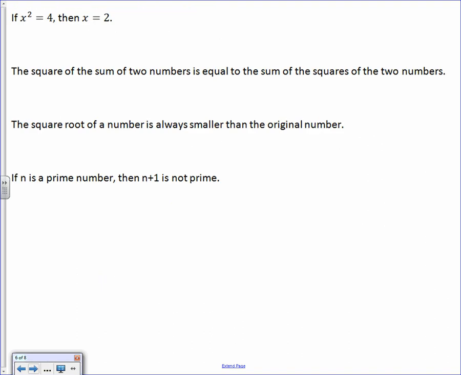Okay, if x squared equals 4, then x equals 2. I'm going to give you like 20 seconds here to think about this, because this one is a little bit difficult. We look at it and we think that it must be true, but I'm going to give you 20 seconds to think about why this is not true. In other words, you're looking for one case where x squared does equal 4, but x is not 2. We're going to give you 10 seconds here.